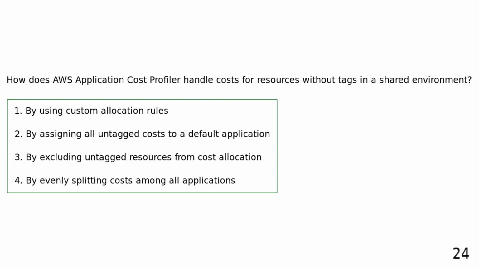How does AWS Application Cost Profiler handle costs for resources without tags in a shared environment? By using custom allocation rules. By assigning all untagged costs to a default application. By excluding untagged resources from cost allocation. By evenly splitting costs among all applications.